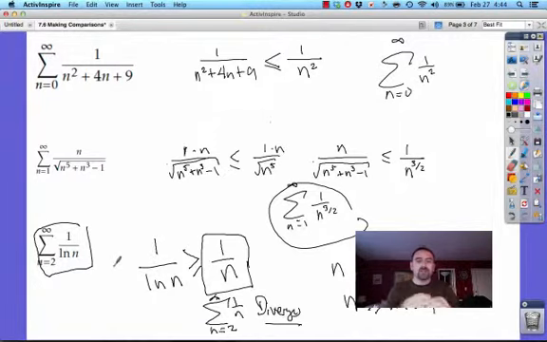So basically the idea is that if the series on the bottom diverges, then the one on top must diverge, and vice versa. If the one on top converges, the one on the bottom must also converge.